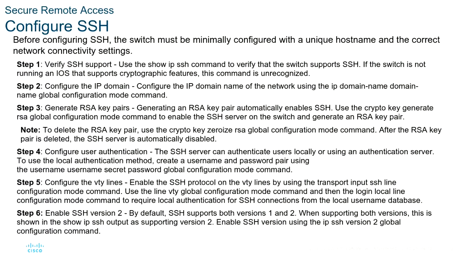Then once that step is completed, we created a username and a password. We'll configure our VTY lines. We'll say line vty 0 5 and turn on the secure shell protocol. So secure shell comes in versions 1 and 2. We'll use version 2 when we do our lab for the latest and greatest features.